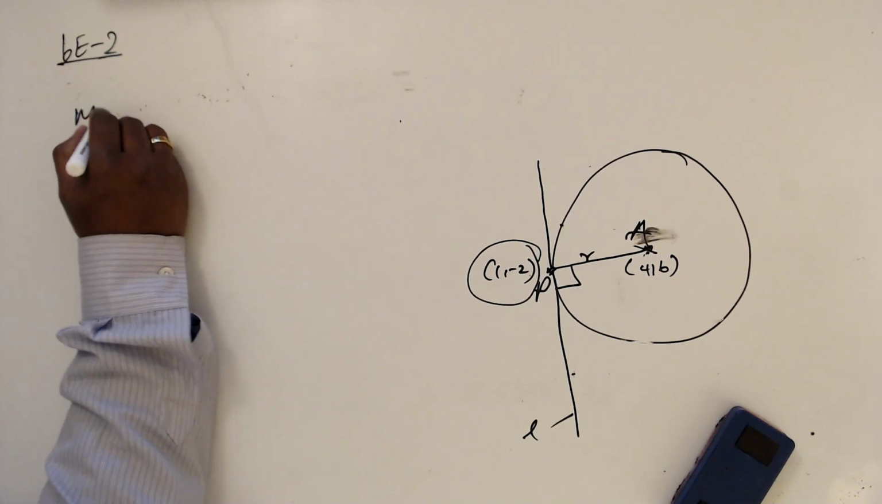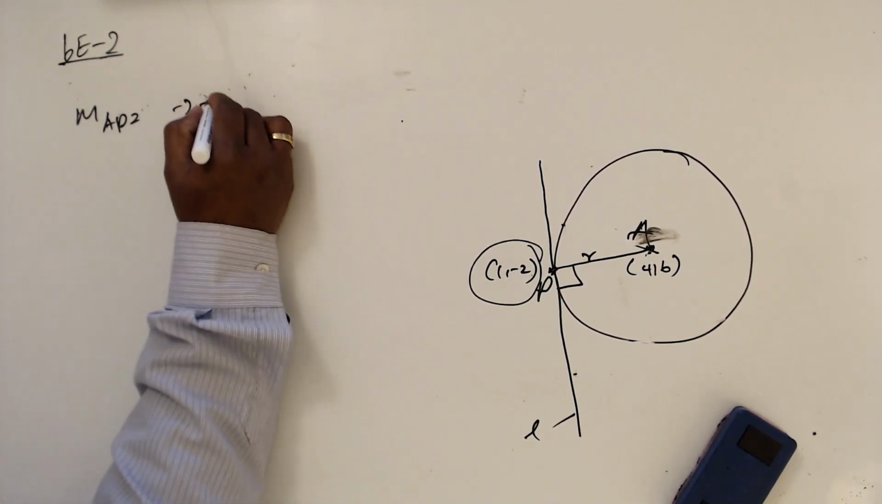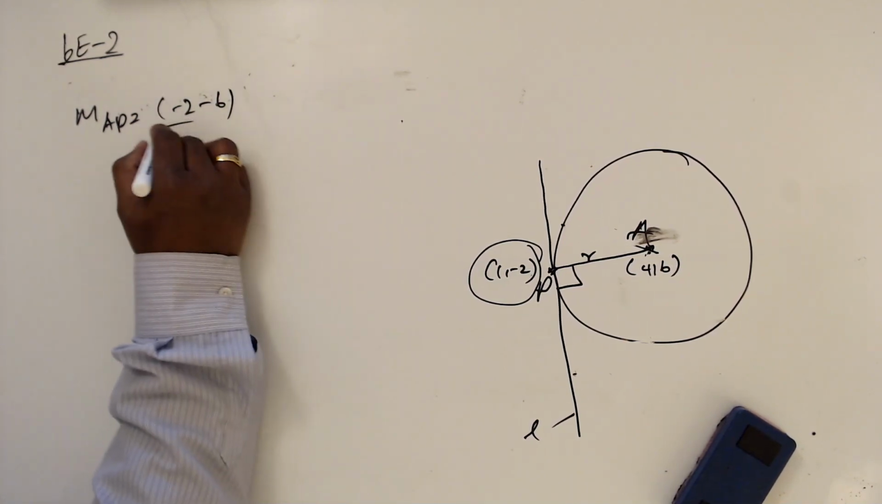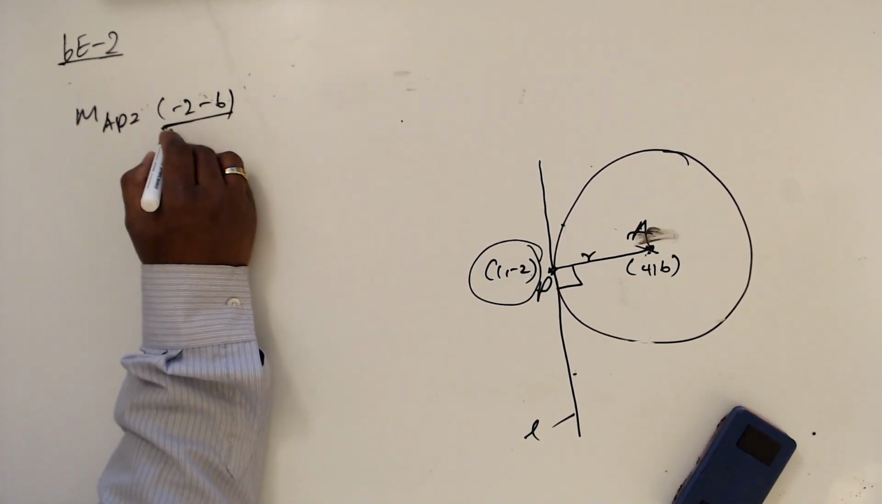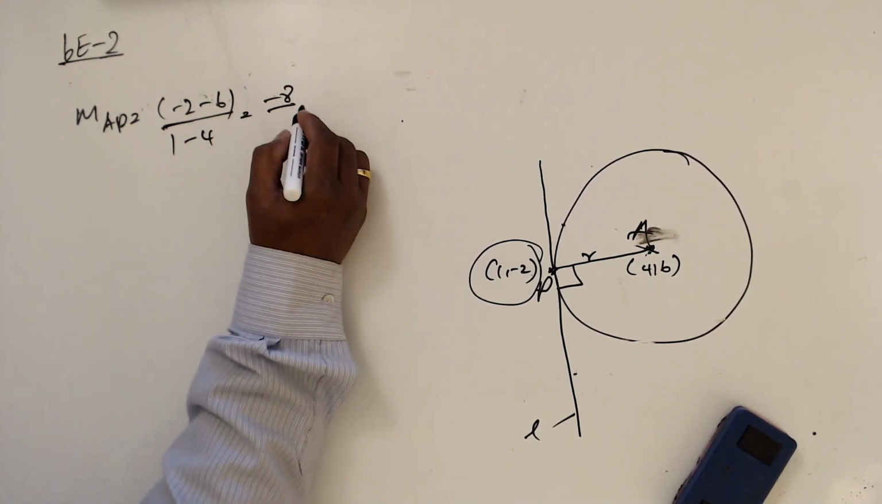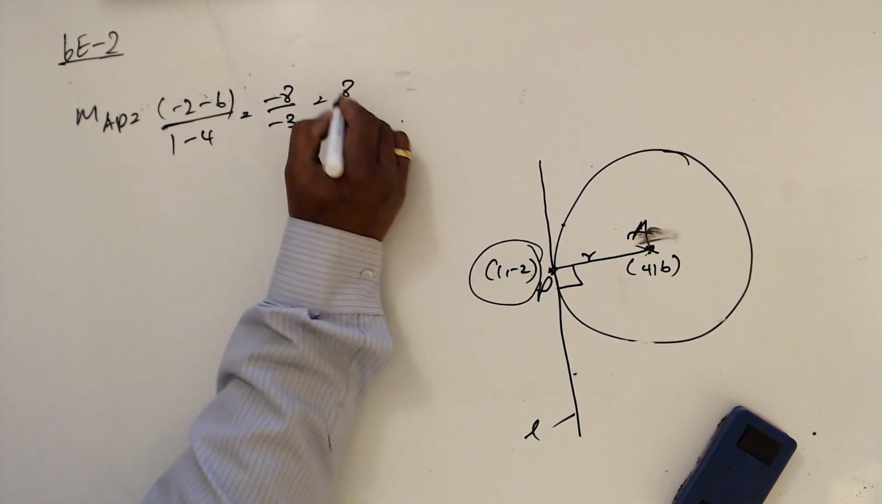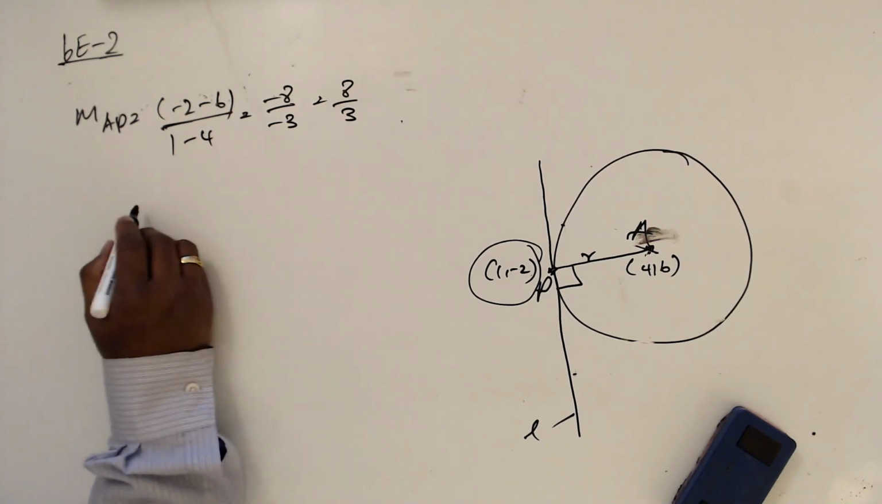Gradient of AP equals y1 minus y2 divided by x1 minus x2, which is minus 8 divided by minus 3, which is 8 over 3.